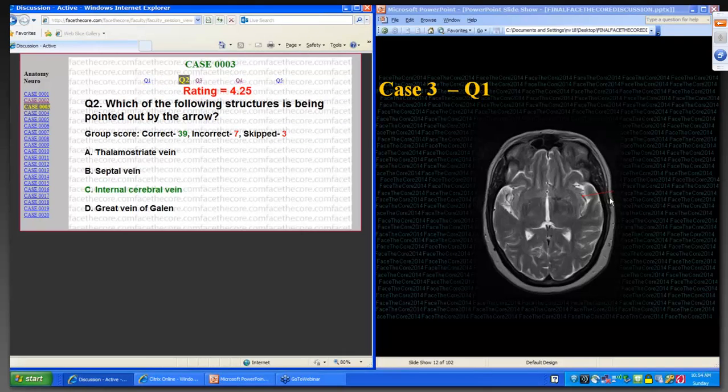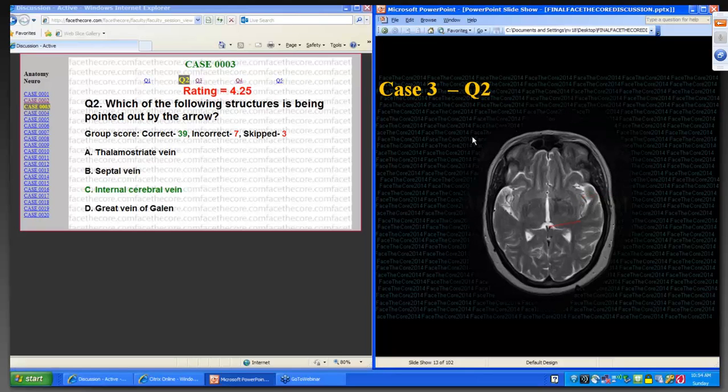And it's also important to always look at our veins in our imaging, which also gets to the point of the next question: which of the following structures is being pointed out by the arrow? Is it the thalamostriate vein, septal vein, internal cerebral vein, or great vein of Galen? So the correct answer is the internal cerebral vein.